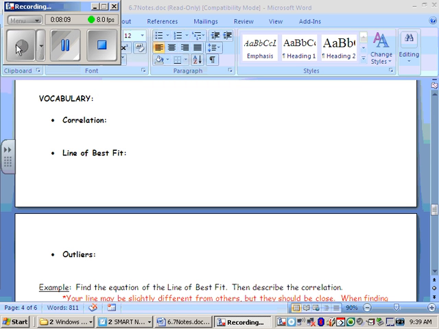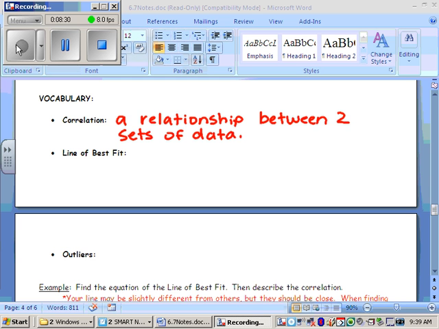Okay, so now that we've looked at the word correlation, what does correlation mean? Correlation simply means a relationship between two sets of data. So if there's a positive slope, it has a positive correlation or a positive relationship, which means as one increases, so does the other. If it has a negative slope, it's showing a negative relationship, which means as one increases, the other is decreasing. So they're going in opposite directions.